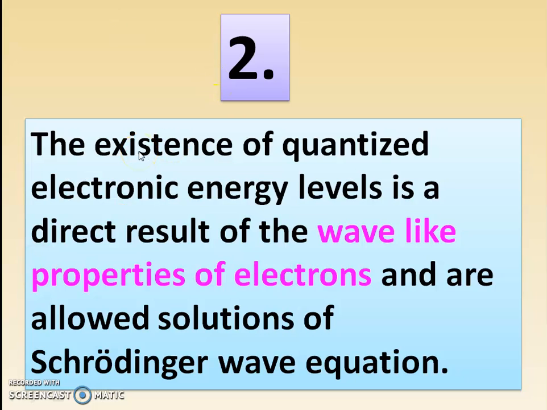The second important feature is that the existence of quantized electronic energy levels is a direct result of the wave-like properties of electrons. So the existence of quantized electronic energy levels is actually a direct result of the wave-like properties of electrons and these are allowed solutions for the Schrödinger wave equation. So these quantized energy levels give us the solutions of the Schrödinger wave equation and they reflect the wave-like properties of electrons.